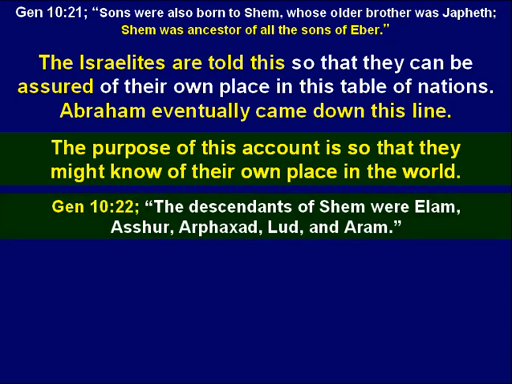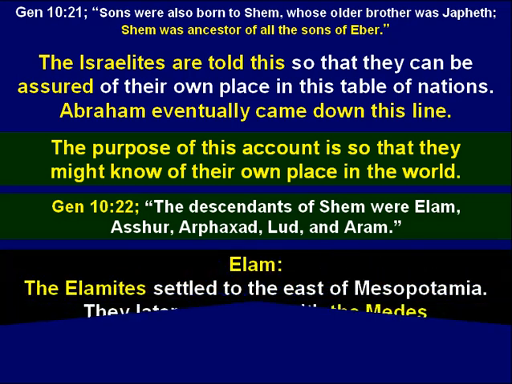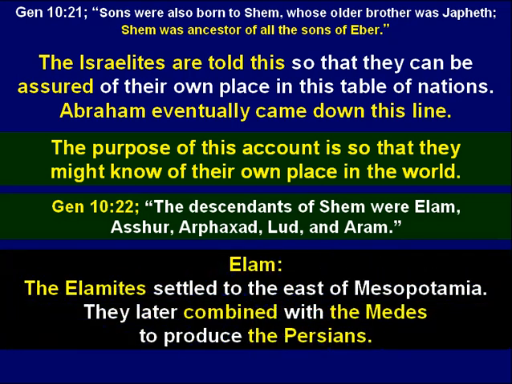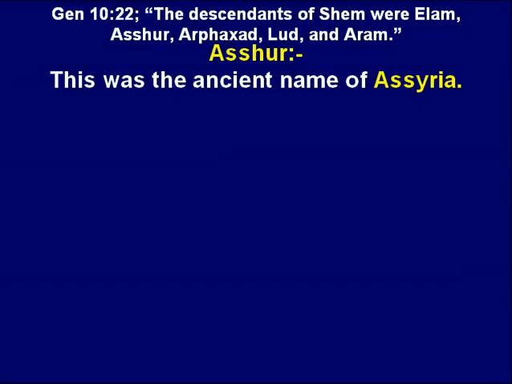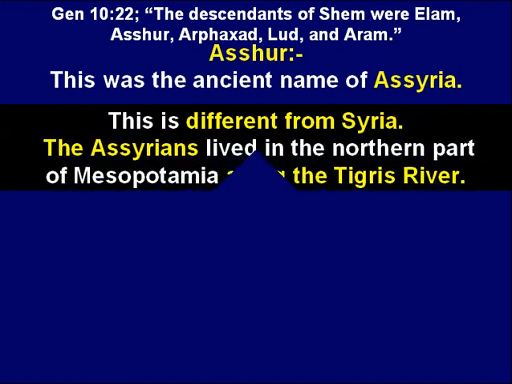The descendants of Shem were Elam, Asher, Arphaxad, Lud, and Aram. The Elamites settled to the east of Mesopotamia. They later combined with the Medes to produce the Persians. This was the ancient name of Assyria, Ashur. This is different from Syria. The Assyrians lived in the northern part of Mesopotamia along the Tigris River.